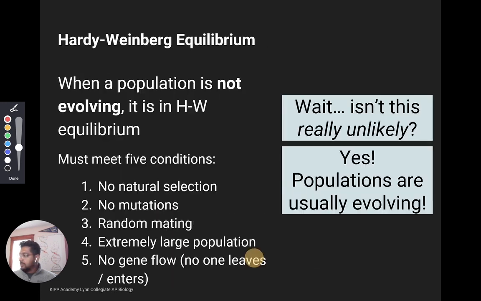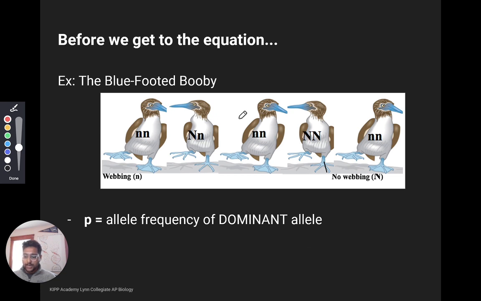Okay, so before we get to the equation, we're going to look at a few different things. First is the allele frequency of the dominant allele. We're going to represent this through this idea called P. We're going to use P to represent the frequency of the dominant allele.